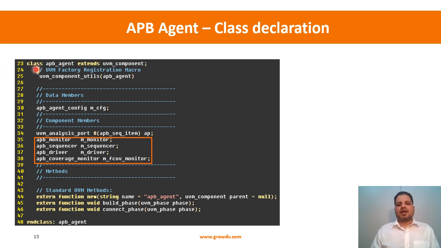So our APB agent extends uvm_component and does the factory registration with the component utils. The main detail is that it declares the APB agent config, and then it declares an analysis port. This analysis port connection is something we saw at the environment level, where it gets connected to multiple scoreboards as well as to the RAL predictor. And we are creating instances of the monitor, sequencer, driver, and a coverage monitor. So these are the 4 instances. Typically you have monitor, sequencer, and driver; additionally, the coverage monitor is also made a part of the same agent.